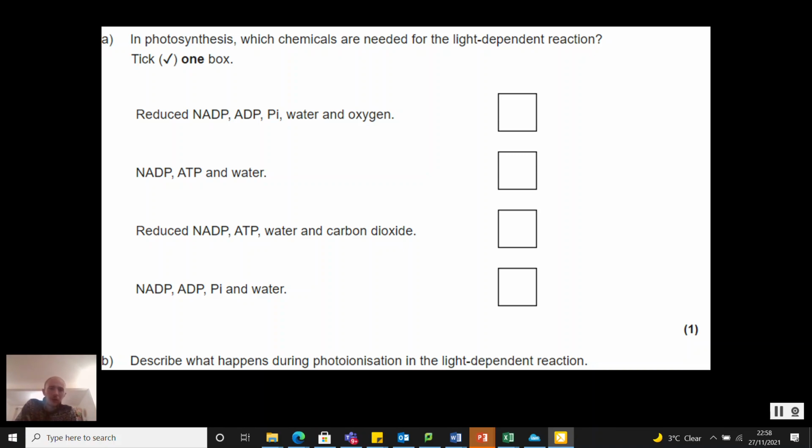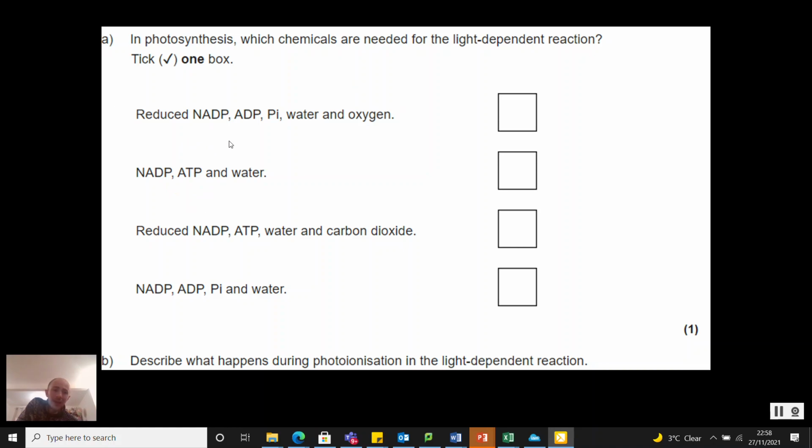Okay. In photosynthesis, which chemicals are needed for the light-dependent reaction? Well, let's have a look. Do I need NADP, ATP and water? Let's start off with that. Well, I definitely need the water, that's true. Water is absolutely required for the light-dependent reaction because that's what photolysis uses. Do I require NADP? Absolutely. I need NADP because it's going to be accepting hydrogen atoms and being turned into reduced NADP. Do I need ATP? No. I'm going to be making ATP actually.